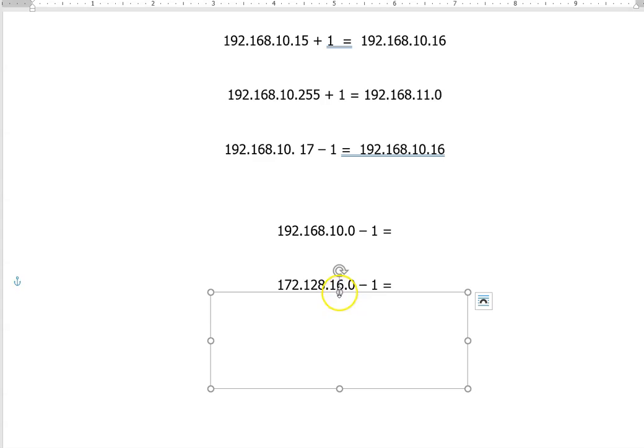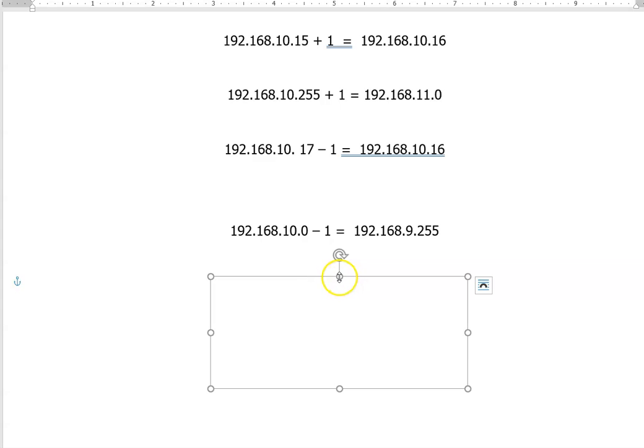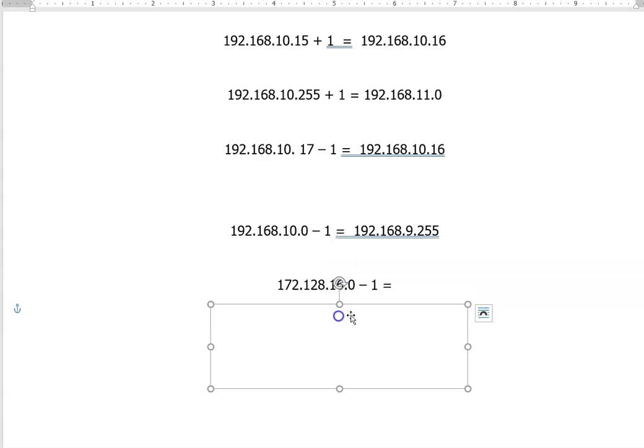So what about this one? We cannot subtract 1 from 0. IP addresses cannot be negative numbers. So we need to take a value from the third octet, giving us 192.168.9.255. Just think of the reverse. If you added 1 to that, you would come up with 192.168.10.0.